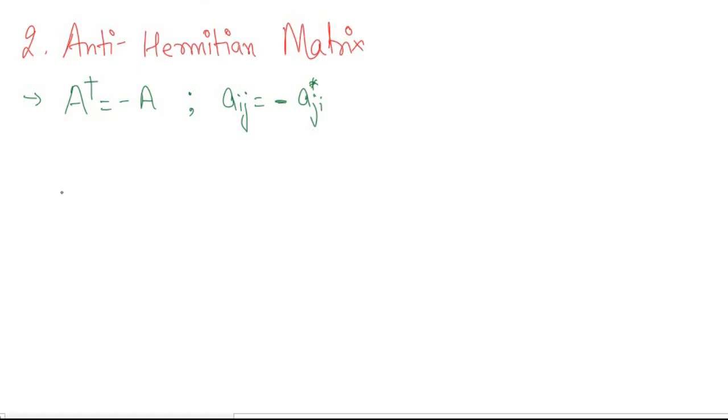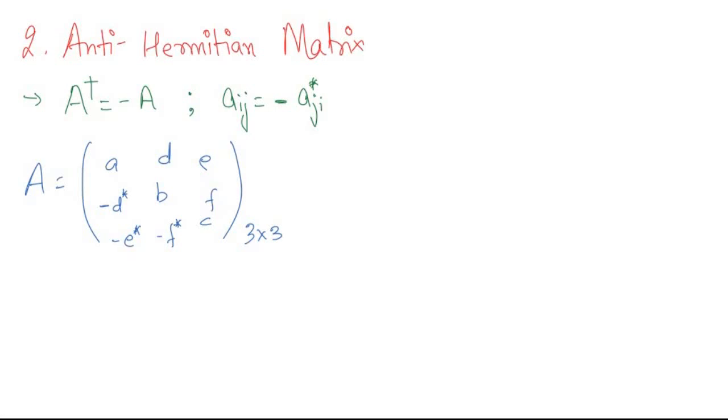So first let us construct an anti-Hermitian matrix. For simplicity, let me construct it for 3 cross 3, and I am writing the elements A, B, C, D, E, F. By definition, the mirrored elements should be minus B star, minus E star, and minus F star. We have seen that an anti-Hermitian matrix should look like this. Now what about the diagonal elements A, B, C? In a Hermitian matrix they were all real.